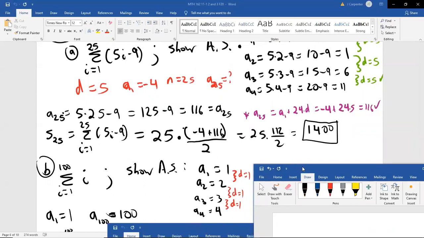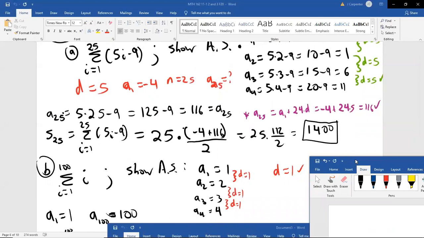So that means it's arithmetic with a common difference of 1. So I'm going to go on mute for a second.